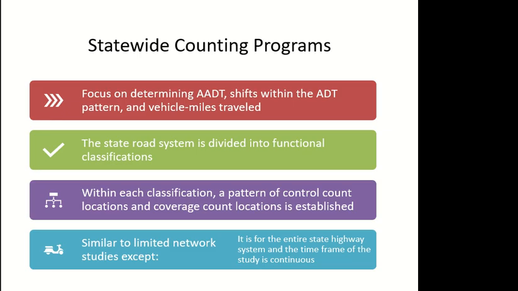Secondly, again, something which is similar. So we have a difference now, and then we have a similarity. The similarity is that like we did for the limited network study, we do it for the statewide program as well. First of all, find out the classification of the highways. What type of highways you have and which highways belong to which type. Okay, so the statewide program always starts with the classification of the highways.